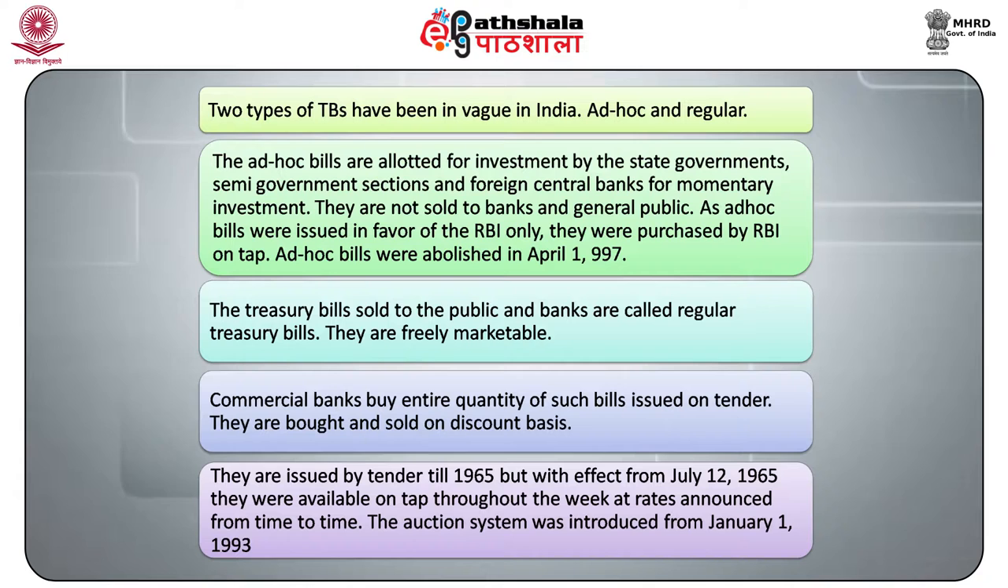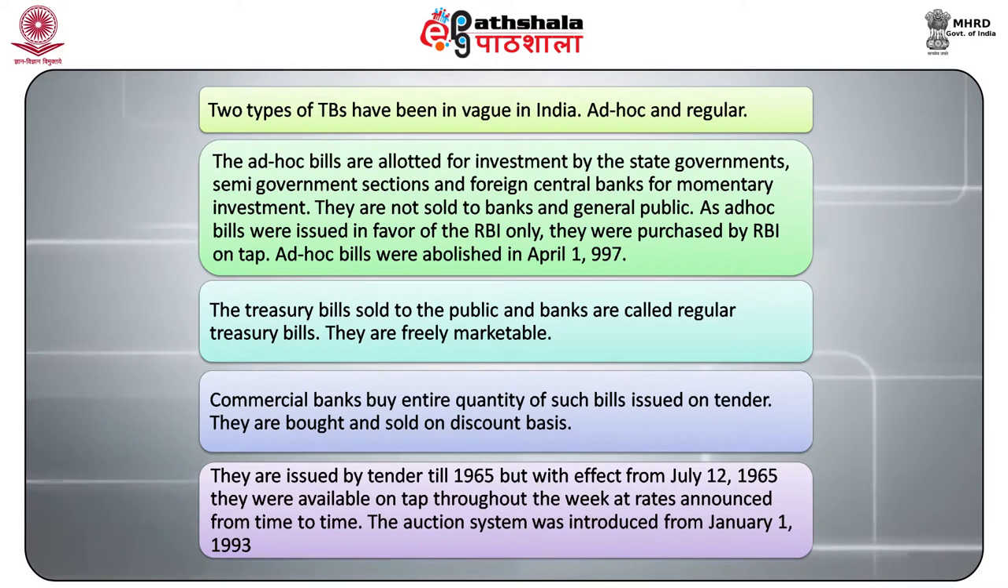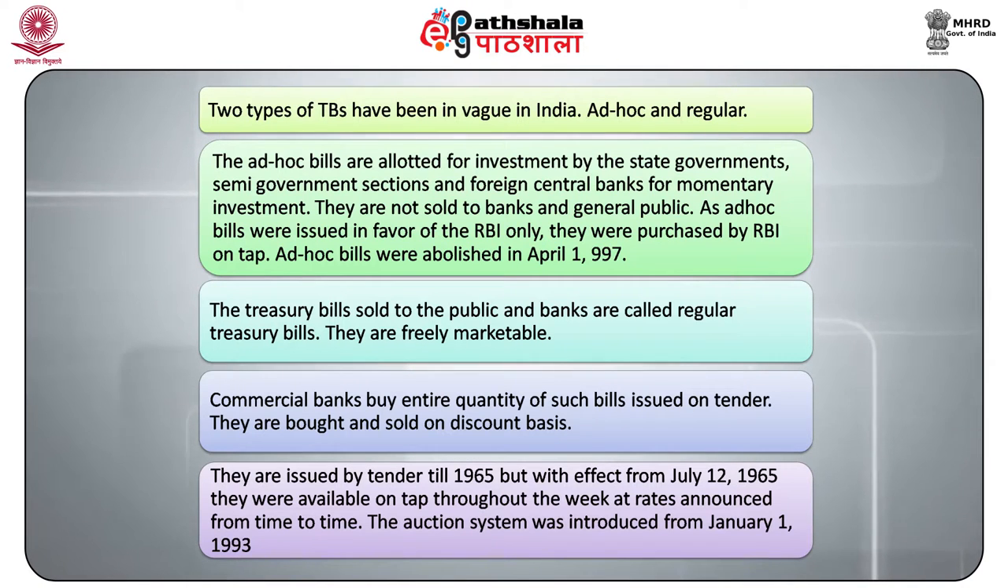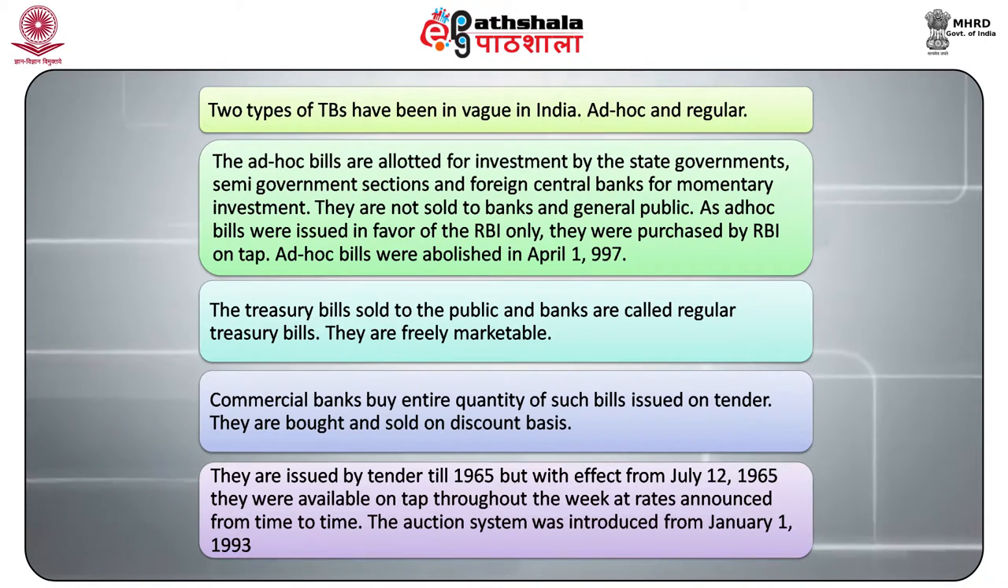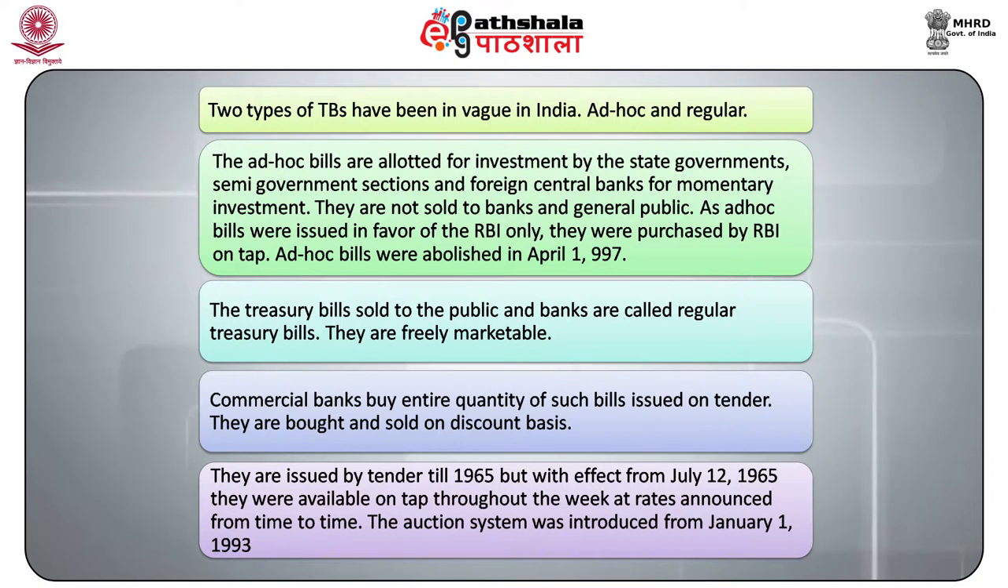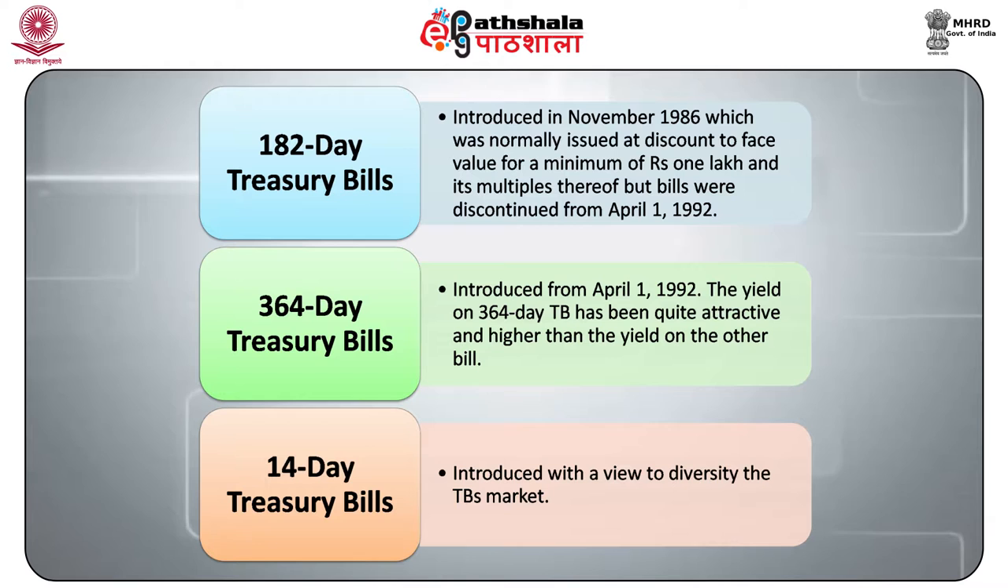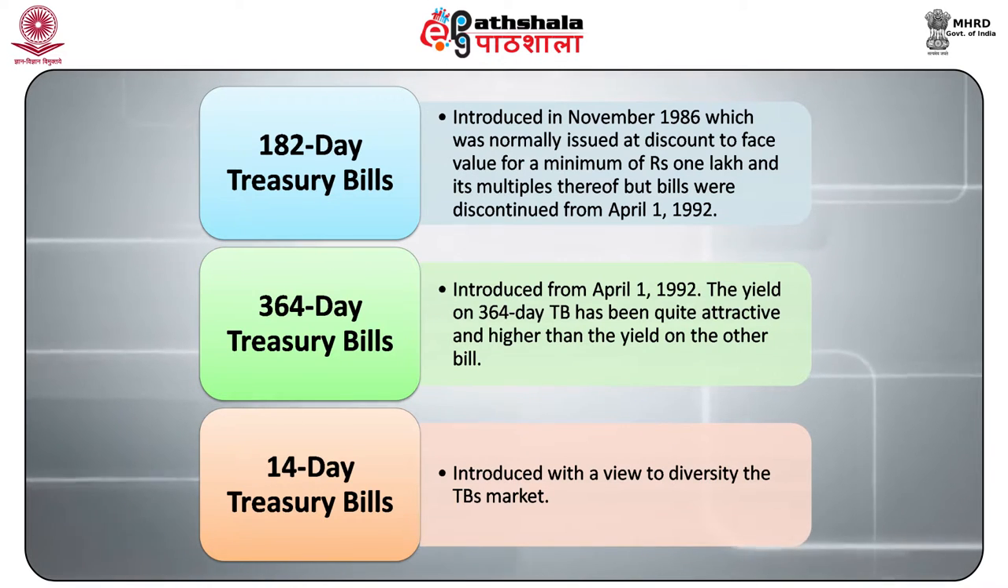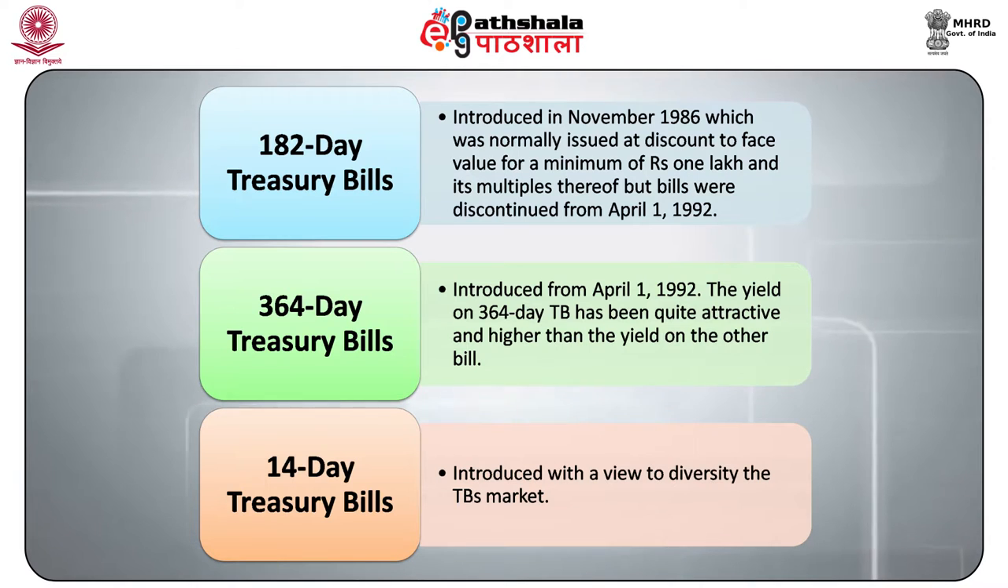The treasury bills sold to the public and banks are called regular treasury bills. They are freely marketable. Commercial banks buy the entire quantity of such bills issued on tender. They are bought and sold on discount basis. They were issued by tender till 1965, but with effect from July 12, 1965, they were available on tap throughout the week at rates announced from time to time. The auction system was introduced from January 1, 1993.